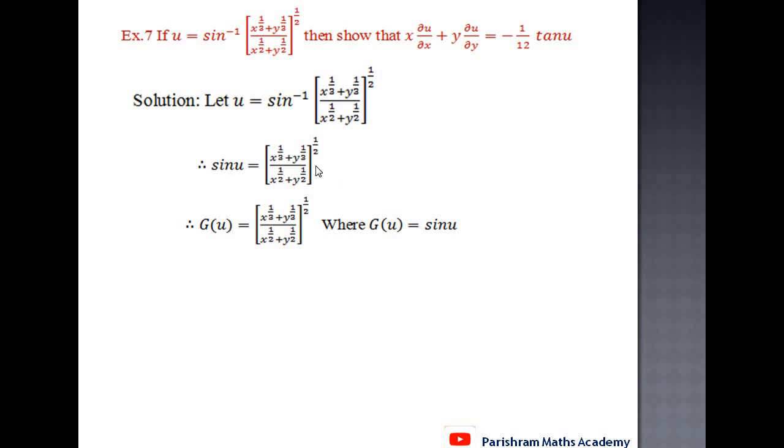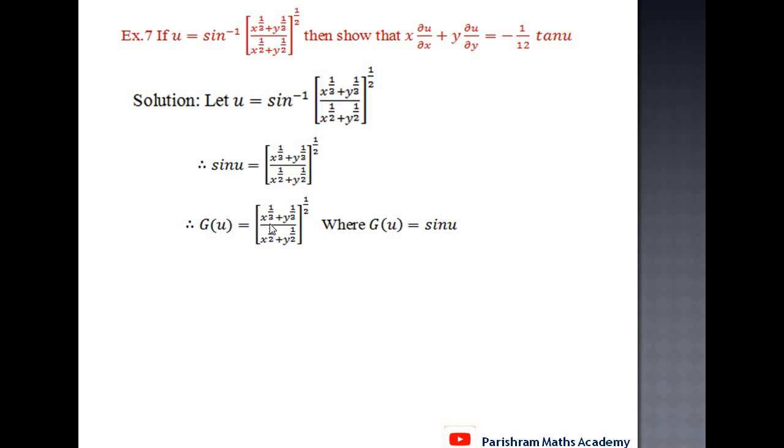Now here we can take g of u equal to sine of u, and therefore g of u equal to (x^(1/3) + y^(1/3)) upon (x^(1/2) + y^(1/2)) whole bracket raised to 1 half, where g of u is nothing but sine of u.